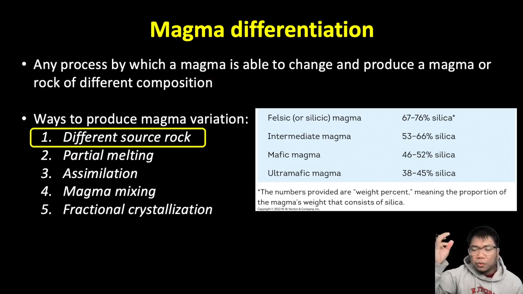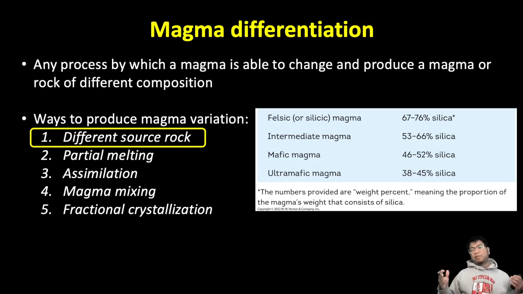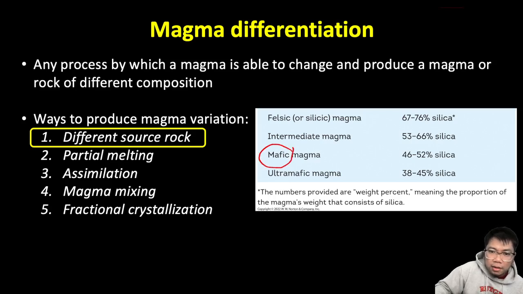It is called different source rock. I think this concept should be pretty straightforward. If you have two different rocks that melt, then the melt or the magma generated from those two different rocks will be completely different, right? So for example, if I have mafic rocks like basalt that are melted, then the melts will simply be mafic magma in composition.